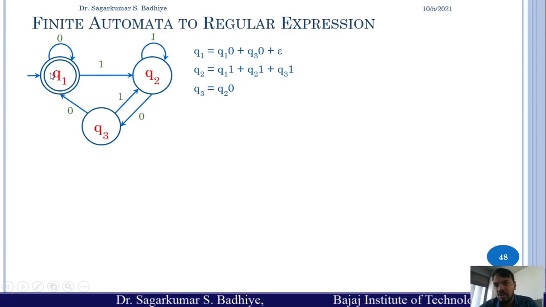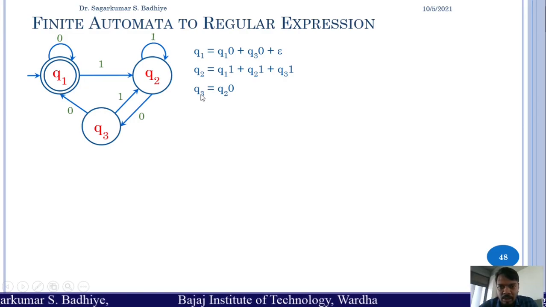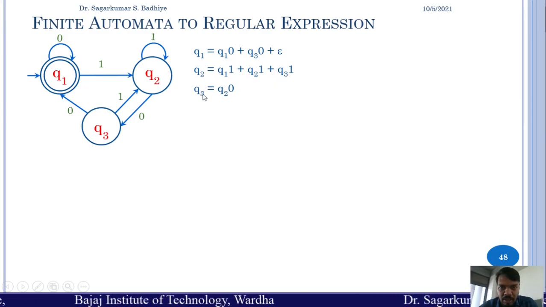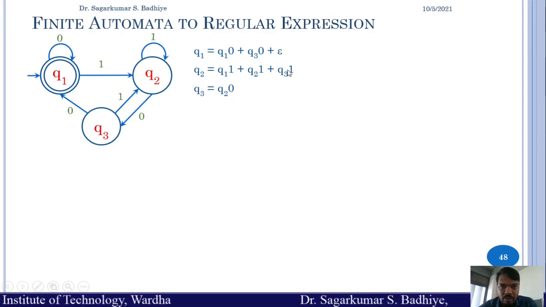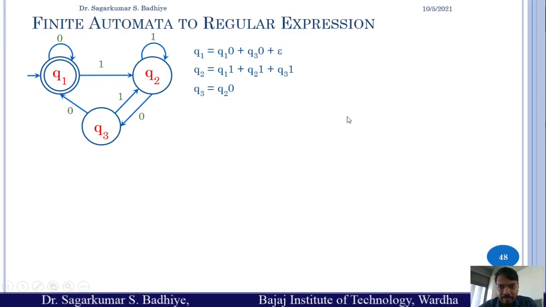Now we want the equations in terms of q1 only, right? So let us see what substitutions we can do and how we can apply Arden's theorem. You can see that here we have q3, and for q3 we have equation in terms of q2, so we can put this in q3 and get an equation in terms of q2, and convert this q2 into the form of Arden's theorem, that is in the form r equals q plus rp.